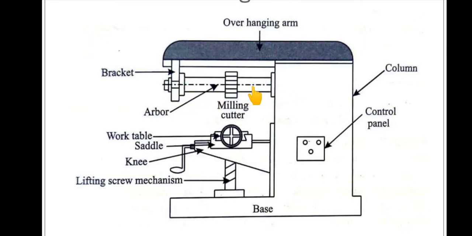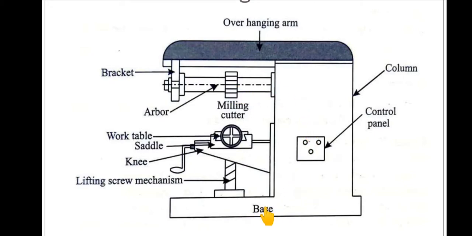One end is connected to the column, that is, to the motor, since the motor is placed in the column, and this is the arbor. Next, this is the lifting screw mechanism, and this portion is the knee. Above the knee we have the saddle, above the saddle there is the work table, and this is the milling cutter which is mounted on the arbor. Now let us see them one by one.